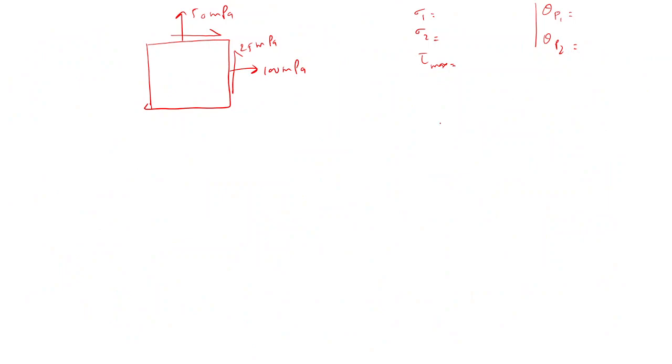Has anyone calculated? Sigma 1 should come around 110. 110.36 MPa. And what is this sigma 2? 39.65 MPa. And what is this tau max? 35.35.